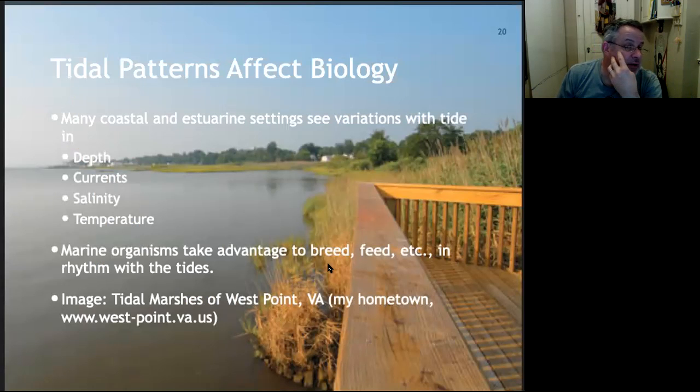And of course, tide patterns affect biology. This is actually a photo from the town that I grew up in. I grew up in a tidal marsh town, West Point, Virginia. And so everything there was about the depth, the currents, the salinity, the temperature. Narragansett Bay is the same way. Most of the currents in the bay are driven by tides, most of the mixing in the bay, the location of the salinity in the bay, the freshwater in the bay is all driven by tidal mixing.